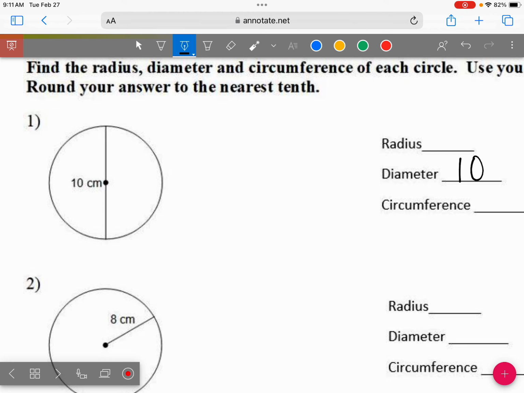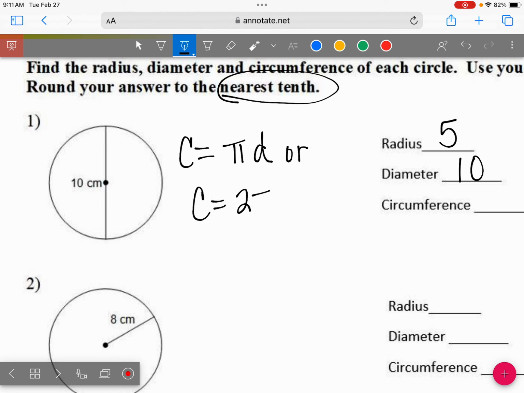10 is the diameter. If your diameter is 10, what's the radius going to be? 5. All right, so now pick up your calculator. It says to the nearest tenth. And you can use either circumference equals pi times your diameter, or circumference equals 2 pi times the radius. You get the same answer. So go ahead and type that in your calculator. Either use the diameter or the radius. If you're using the radius, though, you have to multiply it by 2.